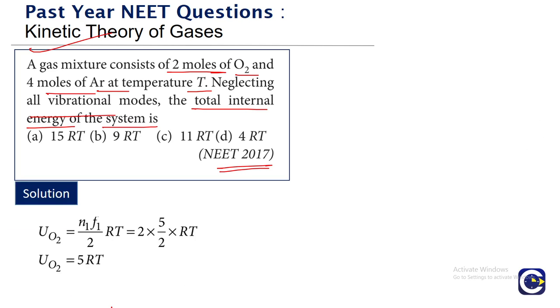So look at it. For the oxygen, it is N1 into F1 by 2 into RT. Here for oxygen, what is the number of moles? 2 moles, right? So N1 is 2. F is what? 5, right? Oxygen is diatomic, so the 2 is cancelled. What is it? 5 RT.